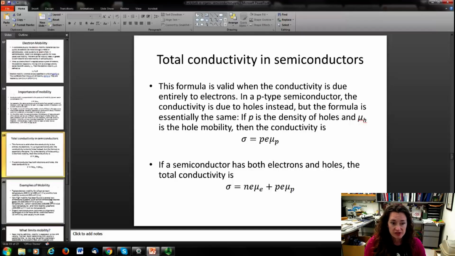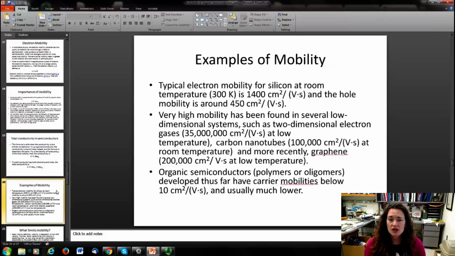Now, what are some example values of mobility? Typical electron mobility for silicon at room temperature, roughly 300 Kelvin, is 1400 centimeters squared per volt second, and the hole mobility is around 450 centimeters squared per volt second. We have seen some very, very high mobilities in some of these carbon structures. For example, in carbon nanotubes, they've seen mobilities of 100,000 centimeters squared per volt second. So that's kind of your ballistic transport, if you will. And more recently, graphene, which we haven't discussed yet, has mobilities of 200,000 centimeters squared per volt second.